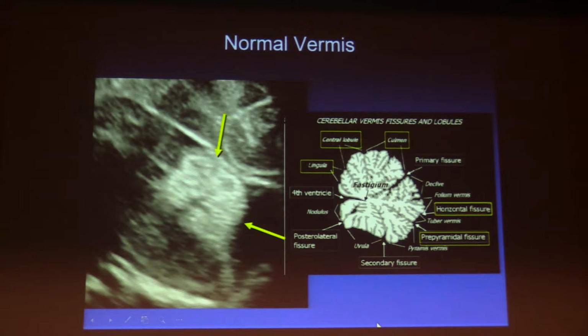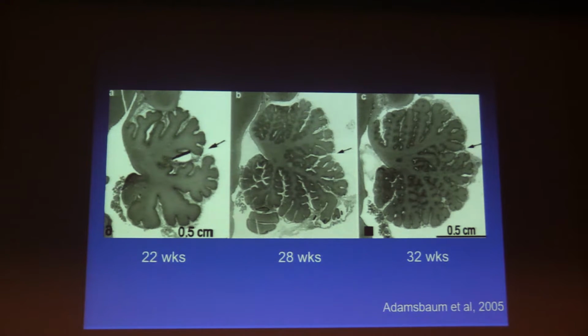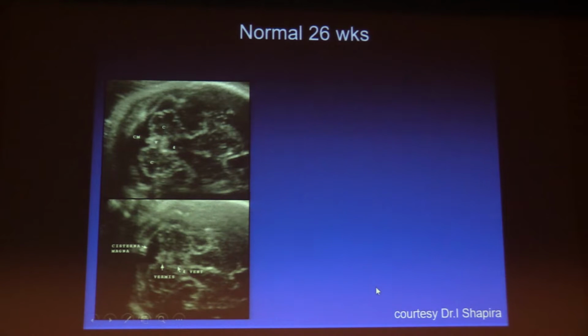It's very important to evaluate the normal vermis. We're looking at the nine aspects of it. I never get their names right, I'm sorry. I always have to open a book and look into them again. But it's important to recognize the primary fissure and the secondary fissure, which is divided into three portions. The fastigium is important. And these are pathologies coming from Adamsbaum 2005. You can see the development of the folia throughout the ages.